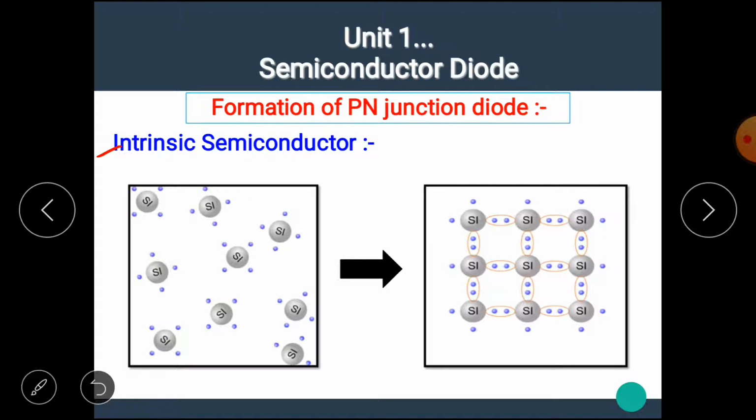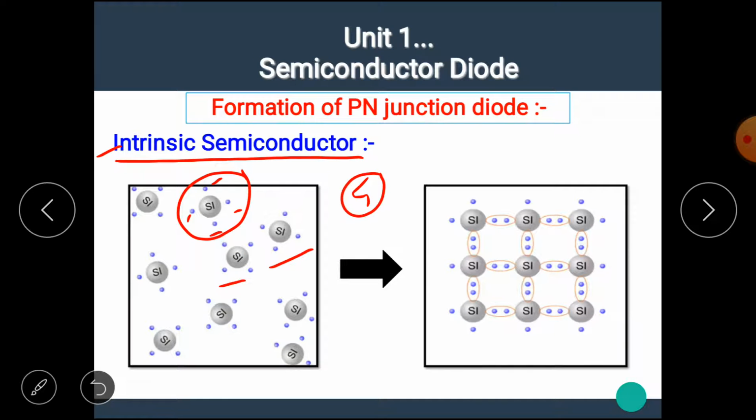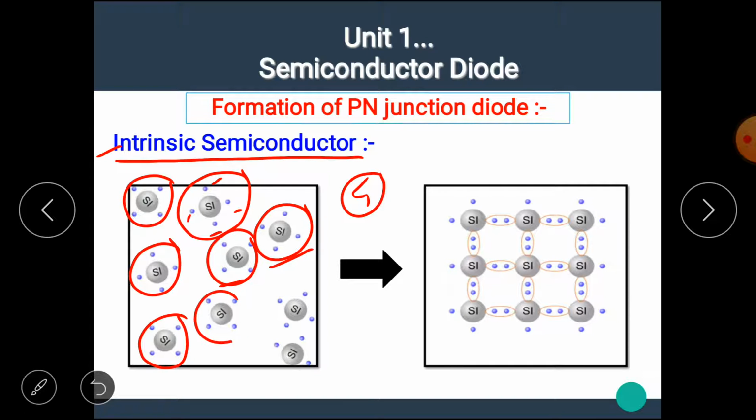How does the intrinsic semiconductor form? Let's see the crystal structure of the intrinsic semiconductor. Here one silicon atom is shown. We know that the silicon atom consists of 4 valence electrons in its outermost shell. This silicon atom contains 4 valence electrons: 1, 2, 3, 4. Similarly, other silicon atoms also have 4 valence electrons. Now you can see here all the silicon atoms have 4 valence electrons in the outermost shell.